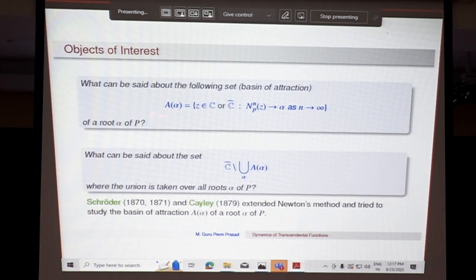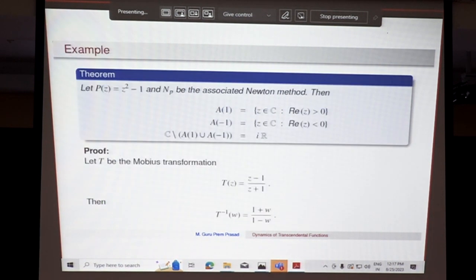Okay. Whereas this one is a stable sets kind of thing. So Cayley proposed this, especially for the quadratic polynomial. For example, z squared minus 1 is the polynomial you take, and you apply Newton's method. Then the result is that if you start your initial point in the right half plane, real part of z greater than 0, then it will converge to the positive root.